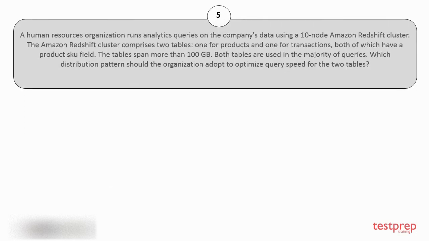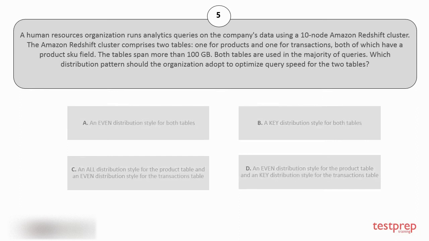Question number 5. A human resources organization runs analytics queries on the company's data using a 10-node Amazon Redshift cluster. The Amazon Redshift cluster comprises two tables, one for products and one for transactions, both of which have a product SKU field. The tables span more than 100 gigabytes. Both tables are used in the majority of queries. Which distribution pattern should the organization adopt to optimize query speed for the two tables?